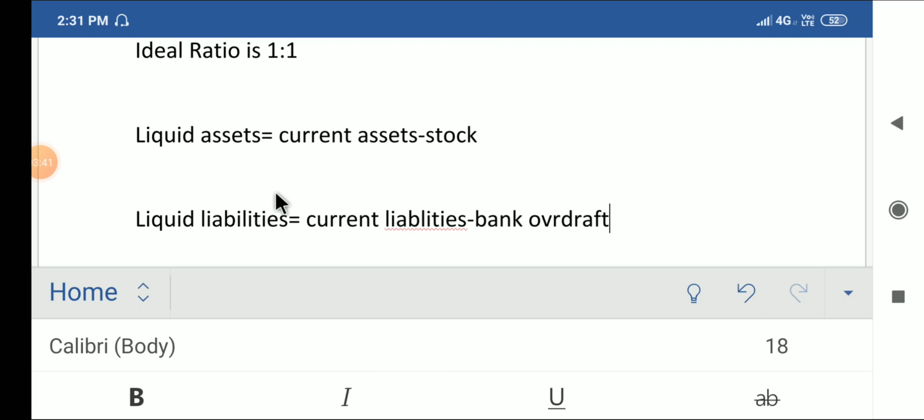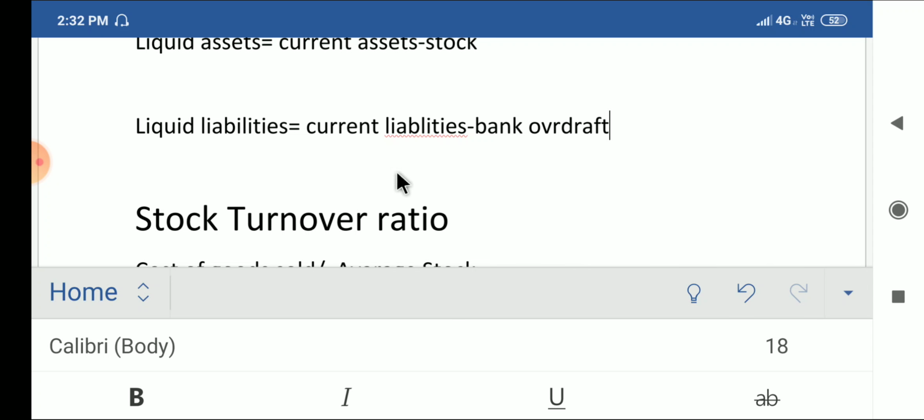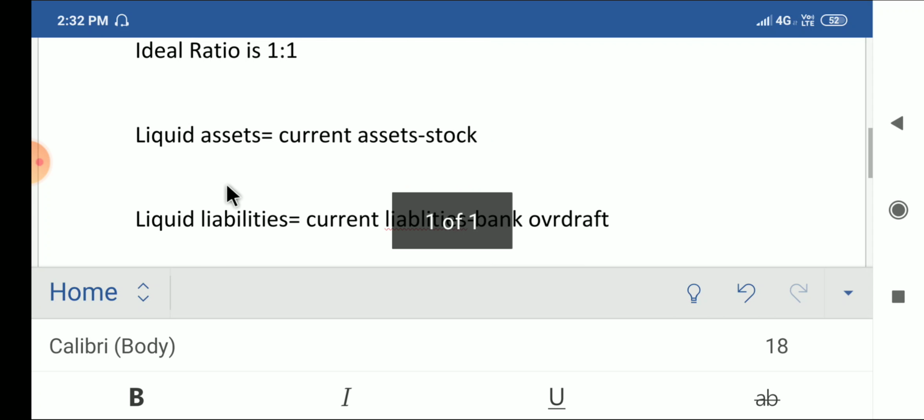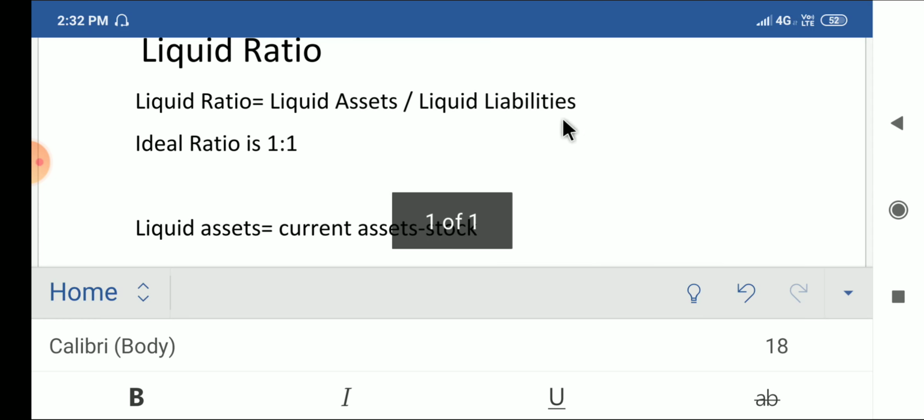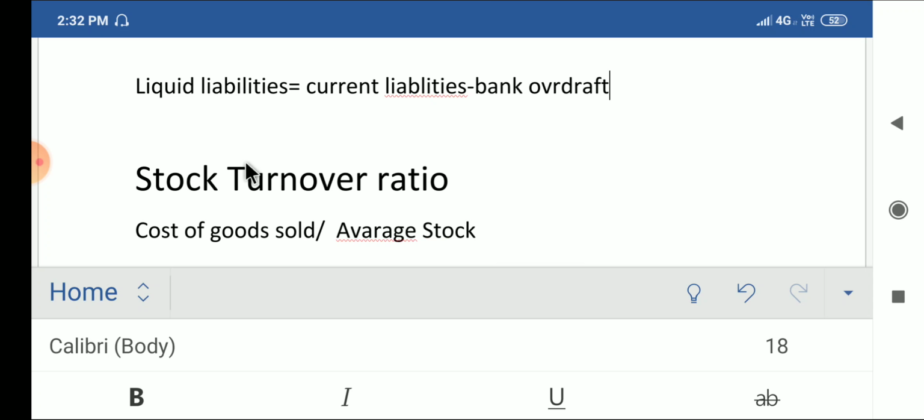Then we see liquid liabilities. Liquid liabilities are those liabilities which are quickly payable. Liquid liabilities is equal to current liabilities minus bank overdraft. Formula of liquid ratio: liquid ratio is equal to liquid assets upon liquid liabilities. The ideal ratio is 1:1.